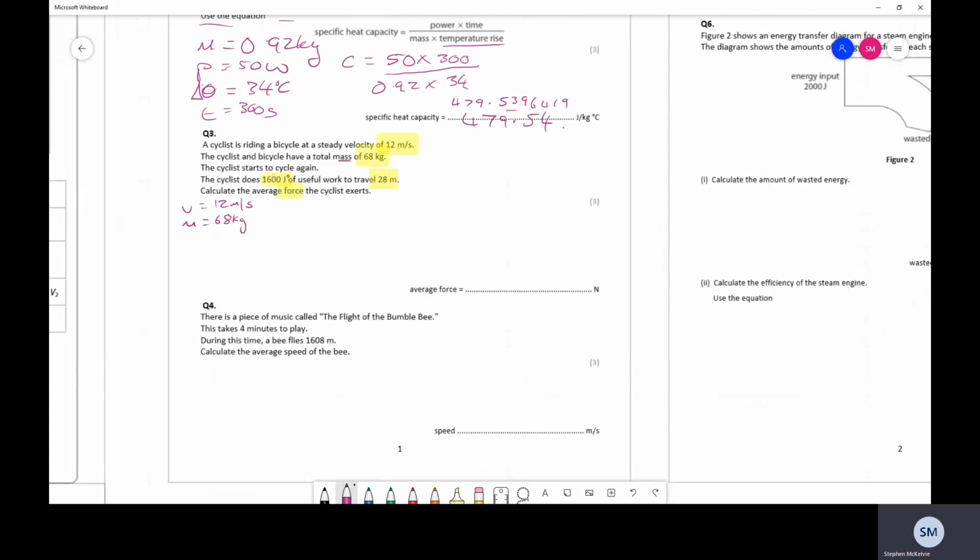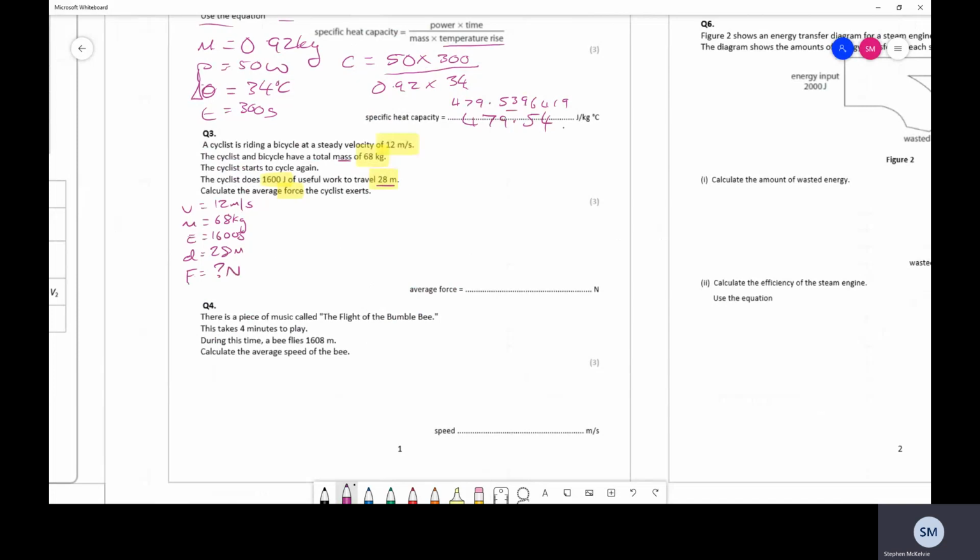And you need to know that if I see a J, then it's going to be energy, 1,600 joules, and travel 28 meters. That's going to be a distance or a height. I'm going to write down it's a distance because I'm unsure if normal bicycles go upwards. And I'm looking for force as well. I don't know how many newtons.